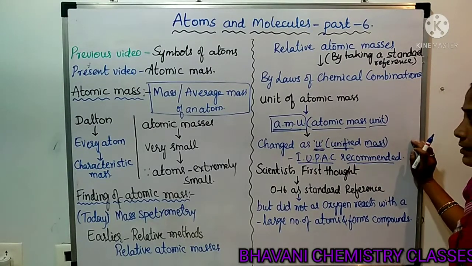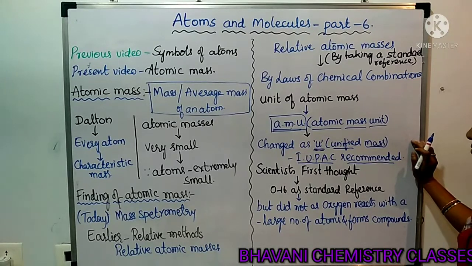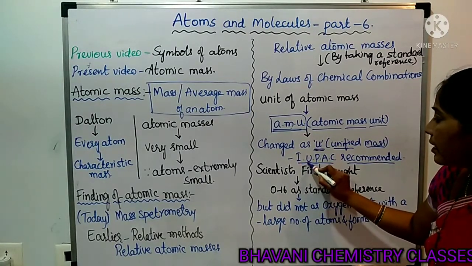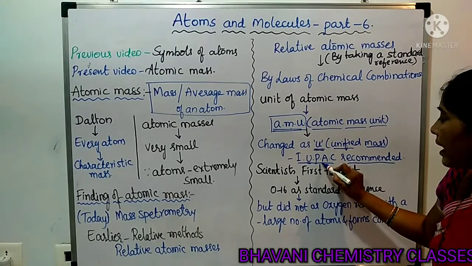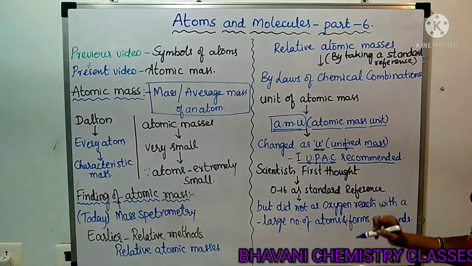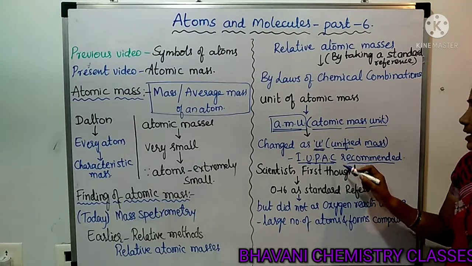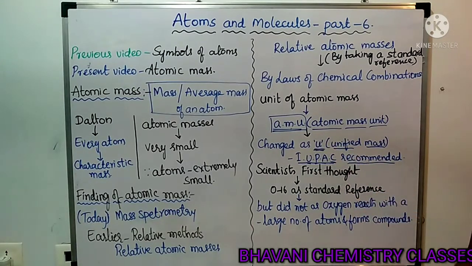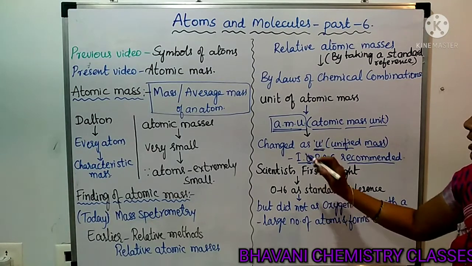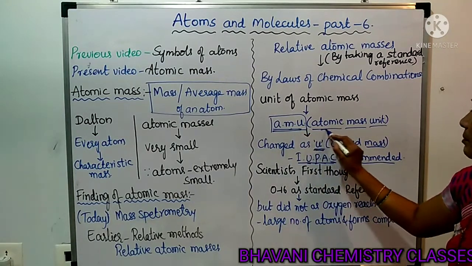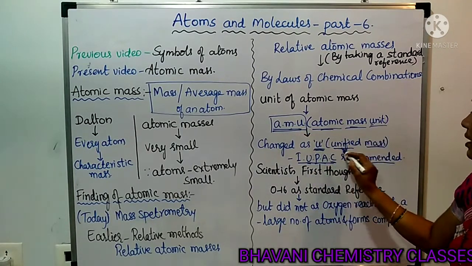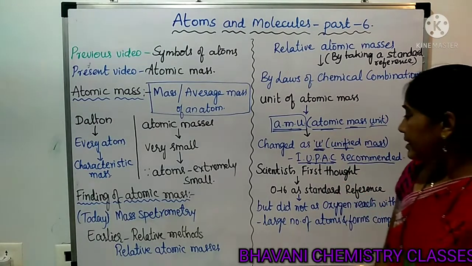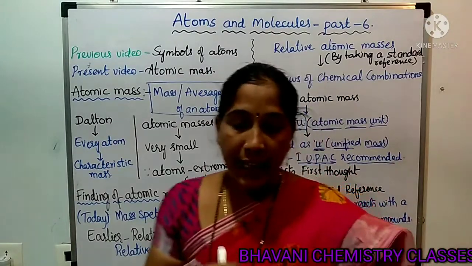What is IUPAC? IUPAC is the International Union of Pure and Applied Chemistry. According to this organization's recommendation, the AMU is replaced by U. Okay, AMU means what? Atomic mass unit, and U means what? Unified mass.